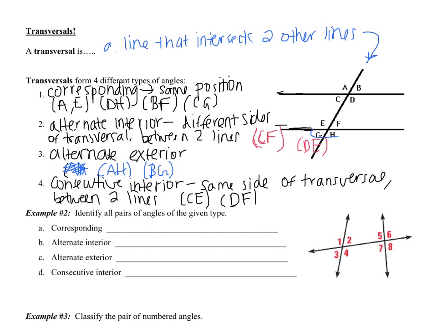So as you will notice, corresponding angles always have 4 pairs. The other three types, alternate interior, alternate exterior, and consecutive interior, all are going to have two pairs.